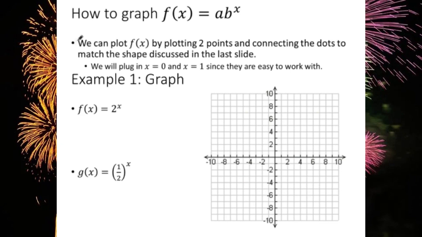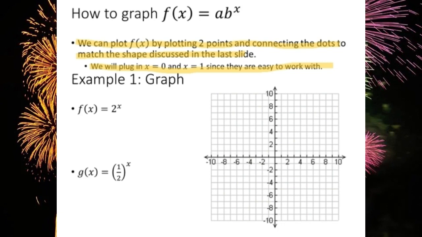Because of how simple the shape of the graph of an exponential function is, we can plot f(x) simply by plotting 2 points and then connecting the 2 points in such a way that it matches the graphs we saw in the previous slide. Now, the two numbers that are going to be very easy to work with in these problems are x = 0 and x = 1. The reason why these numbers are so nice is since b is never 0, then b^0 will be 1, and b^1 will always be b. So they're two numbers that are very easy to plug in and do calculations with.